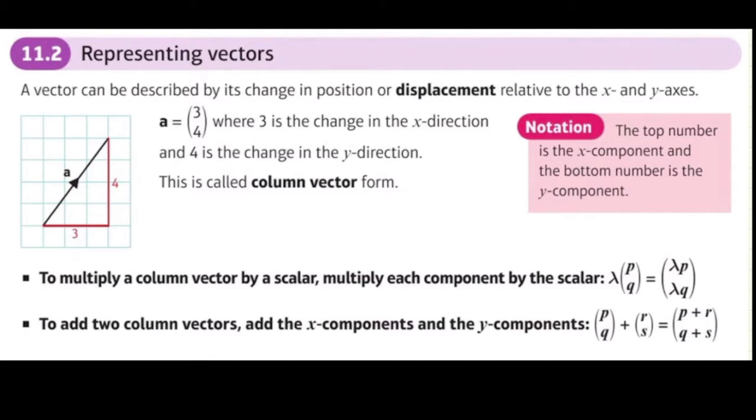If we want to multiply a column vector by a scalar, simply multiply both the top and bottom of the column vector by that scalar. If we want to add two column vectors, we need only add the x components and the y components together to find the resultant. If we want to subtract, we can do that too.